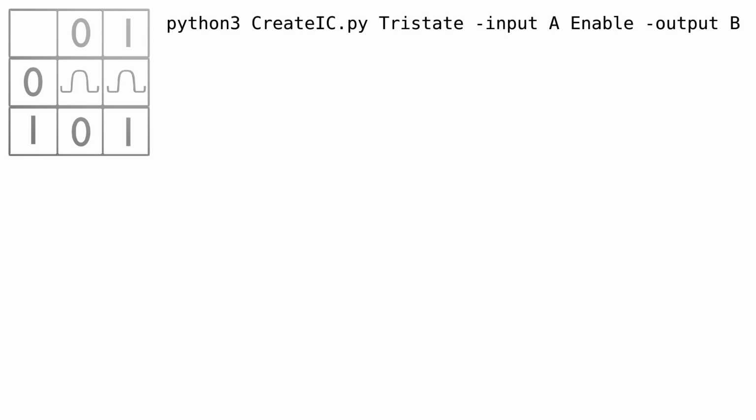Since this isn't an electronic simulation, let's keep it simple. We convert this truth table into code. We simulate the high resistance state by simply not passing on the value of A. We first create a new component.